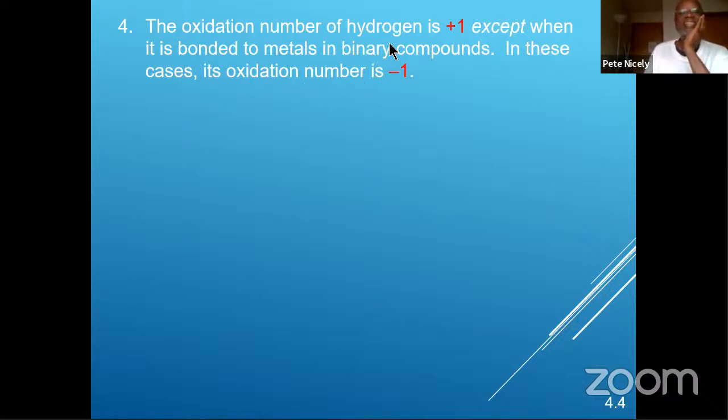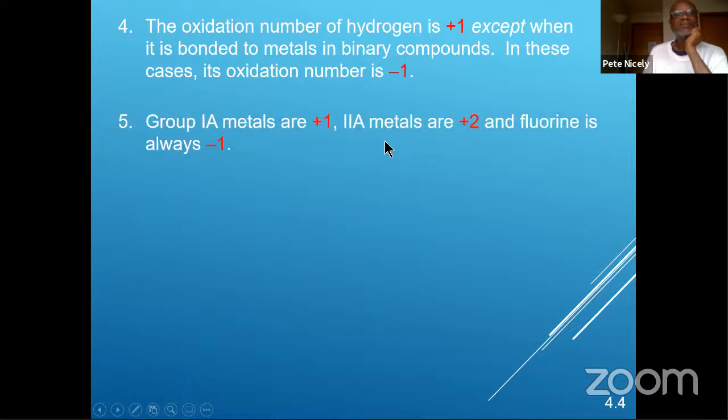So basically what this is saying is that if you find hydrogen bonded to any other element, its oxidation number is usually +1, excepting in the case of binary compounds where the hydrogen is bonded to a metal. In those cases, the oxidation number is -1, all right? Okay, next rule. Again, specific to a certain group of elements.